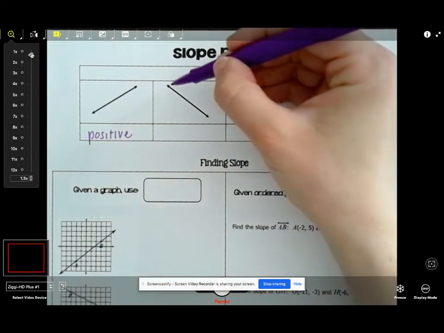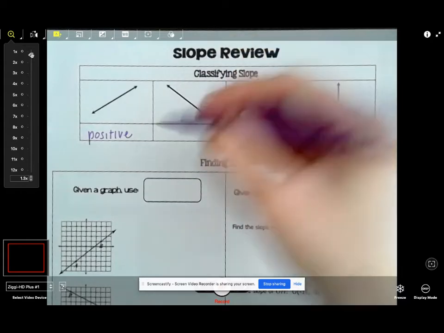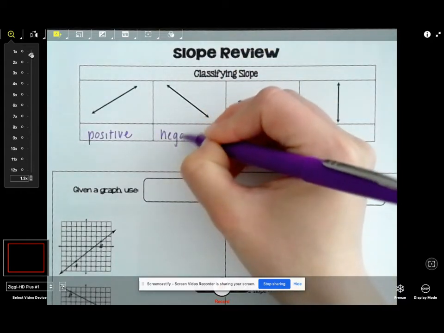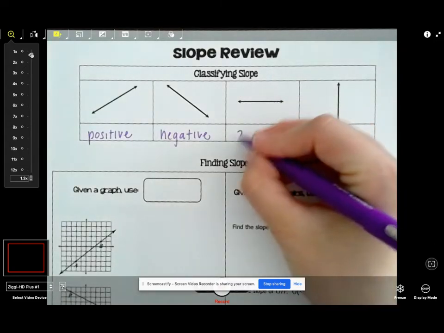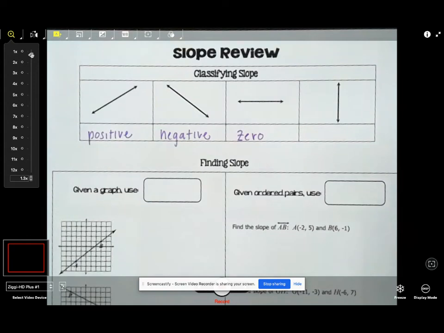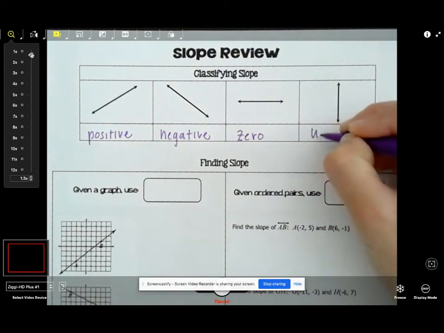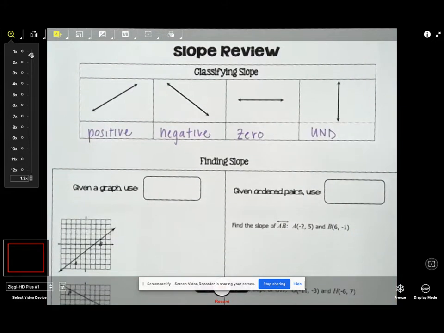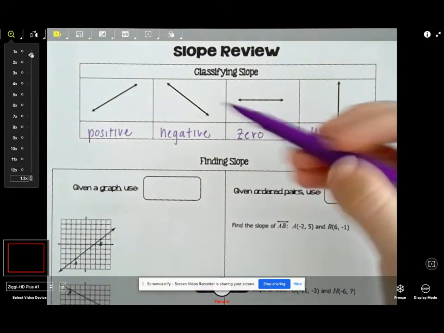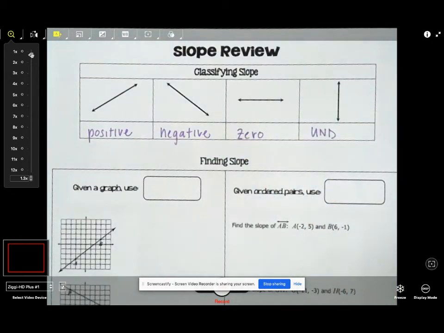If it's going down from left to right, it is negative. If it's just a horizontal line, that is a 0 slope. And if it's a straight vertical line up and down, it is undefined. I usually abbreviate it as UND, or you could write out undefined. But that's it. We just have 4 different kinds of slope.